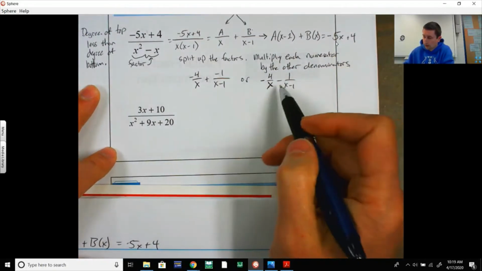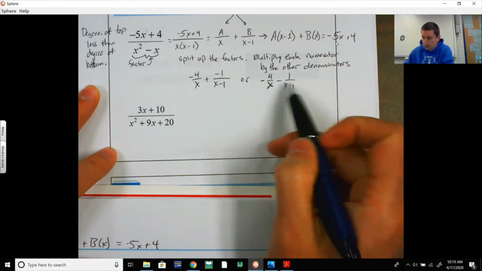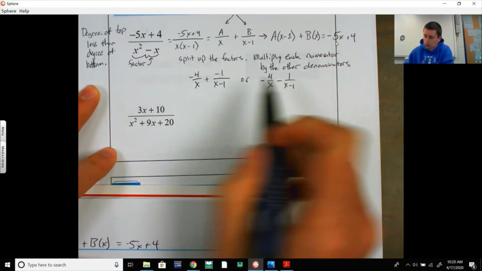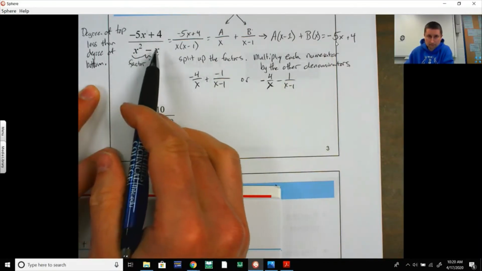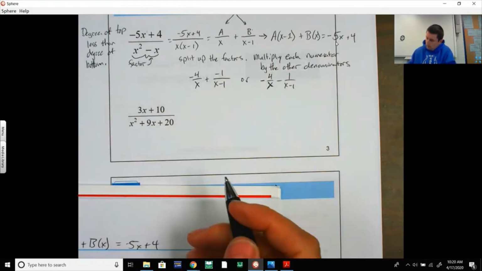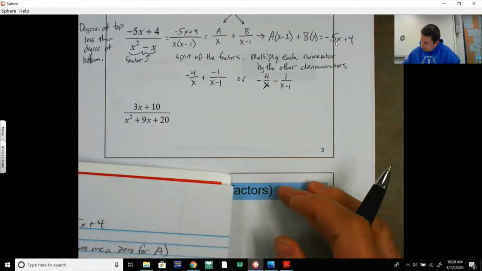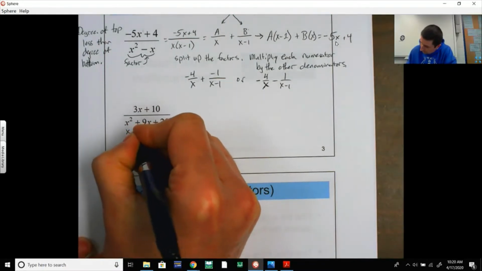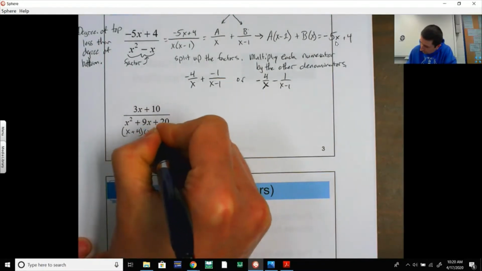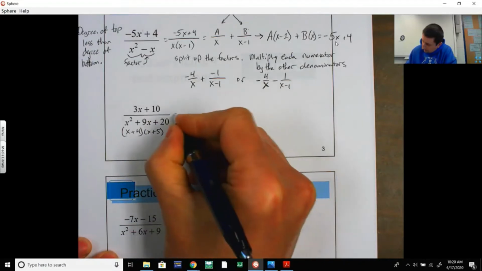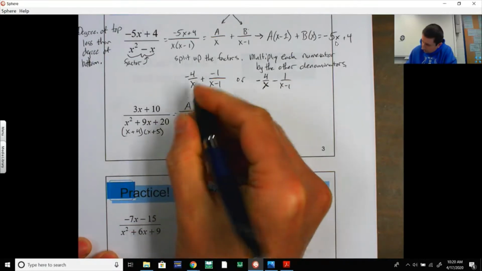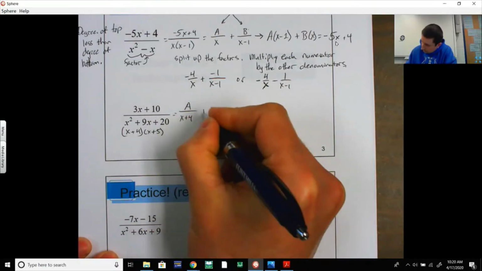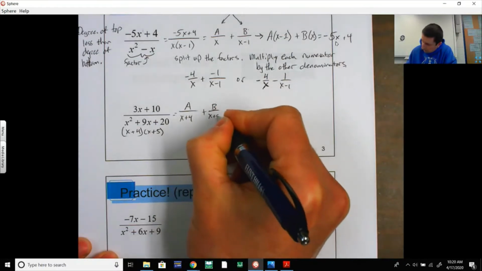Those are the fractions that if you add these or subtract these in this case together, you should end up with this part right here. Okay? So let's do that again here, a little bit quicker now. Factor the bottom, x plus 4 times x plus 5. So I get a over x plus 4 plus b over x plus 5 has to equal that.